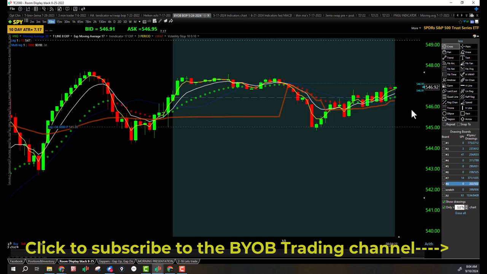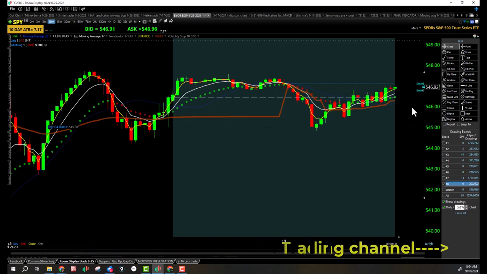What kind of call would we look for? Well, I'd look for the 549 calls that expire either Friday, or maybe 550 calls that expire Friday or tomorrow. Okay, 550, 549 that expire either tomorrow or Friday. All right, so that's what I would look for on a green erases red scenario.